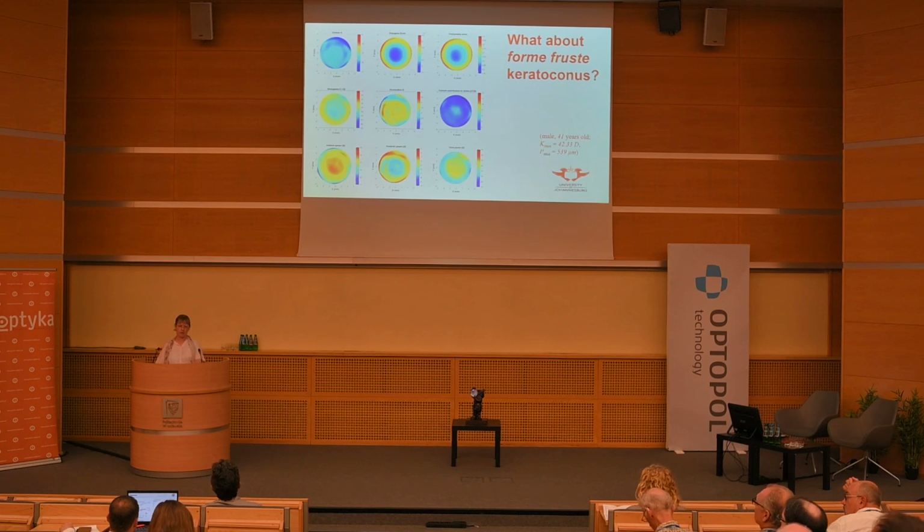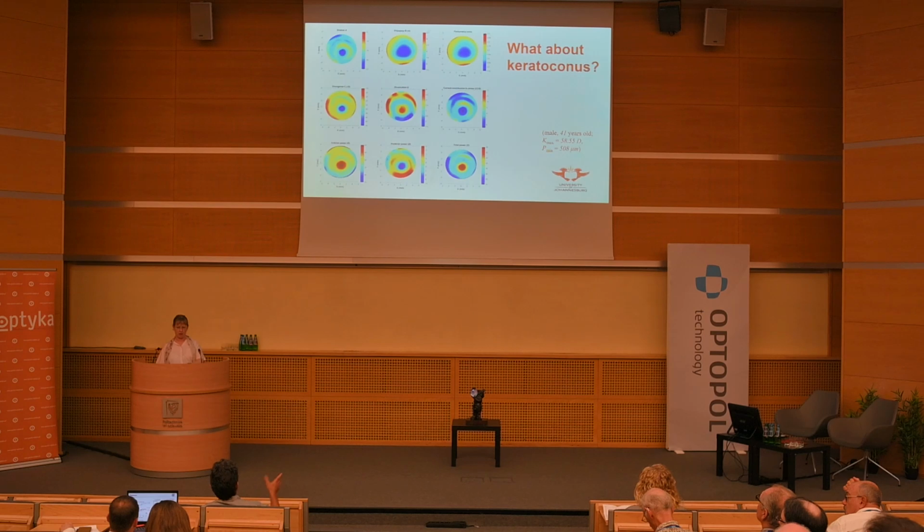So this is forme fruste. So this eye is, sure, but let's have a look at the keratoconus. We've got a keratoconus with 508 micrometers corneal thickness. Yeah. So what other criteria other than thickness have been used to diagnose that person as a keratoconic?